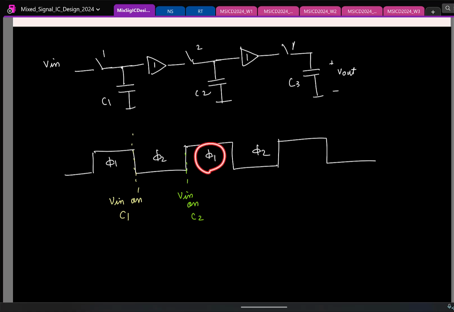Now in the next phase, what happens? This is active. What is the voltage across C2 now? Vin. The same Vin is buffered and then pushed onto C3. Is that clear? So at this point, Vin is available on Vout, I mean on C3, which is basically Vout. Clear? So from the point you have sampled it to the point you have taken the output, there is obviously one clock cycle of delay.